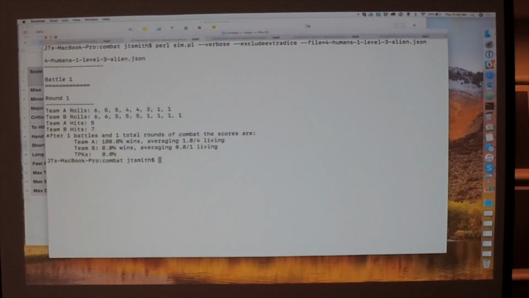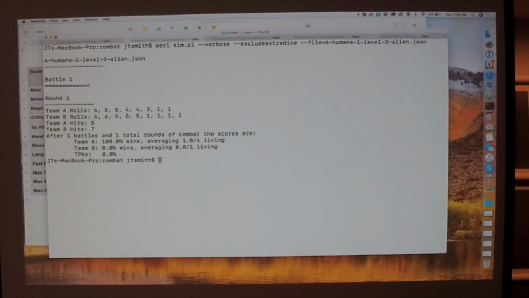So here is a simulation that happened between, in this case, 4 humans versus 1 level 3 alien. Okay. So you can see in round 1 of the battle, Team A, which would be the humans, rolled what they rolled. Team B rolled what they rolled. Team A hit 5 times. Team B hit 7 times. So after all of that, Team B had 0 living. Everybody was at one round of combat. Team A had already defeated Team B, right? So you can kind of see what's going on there.